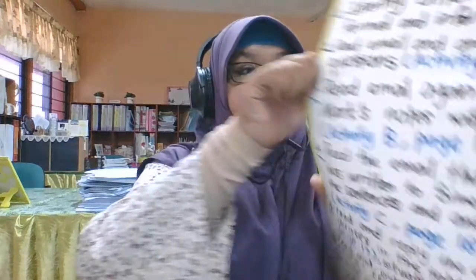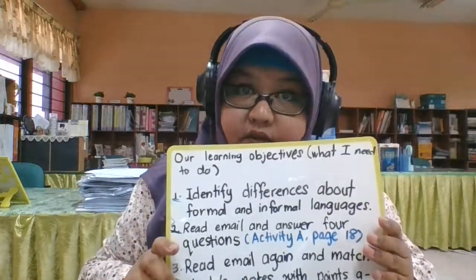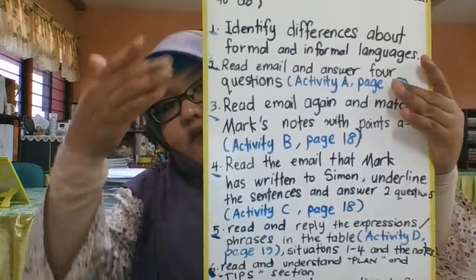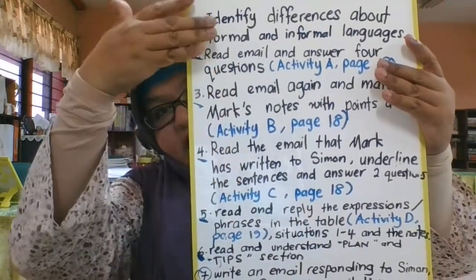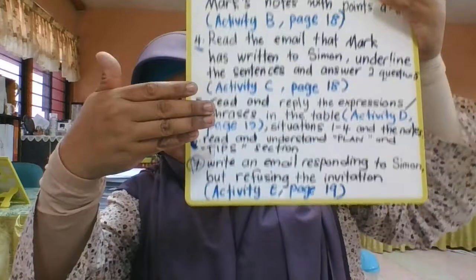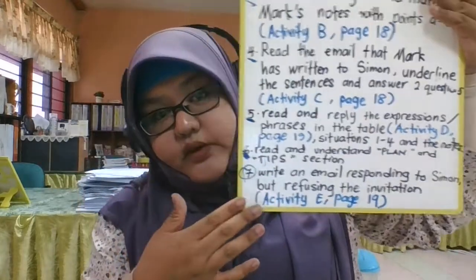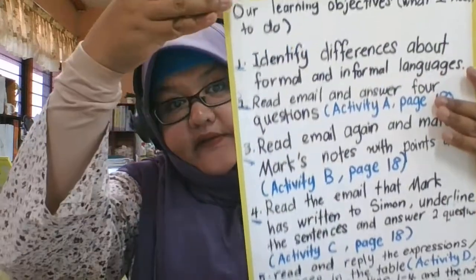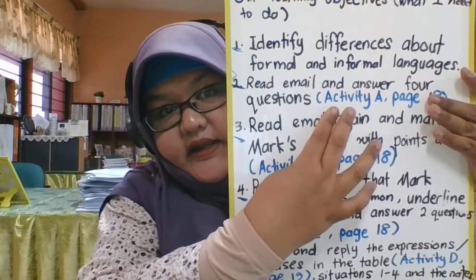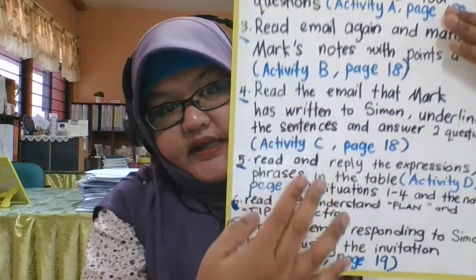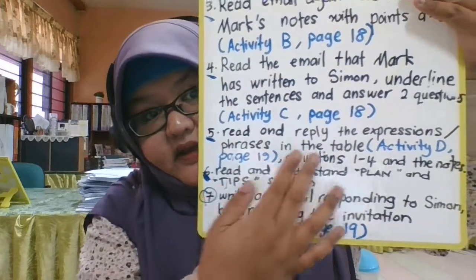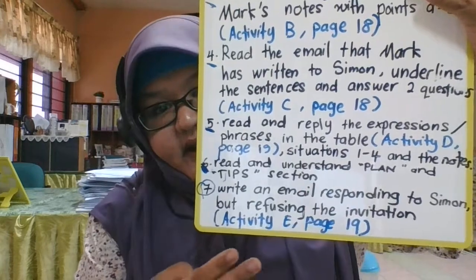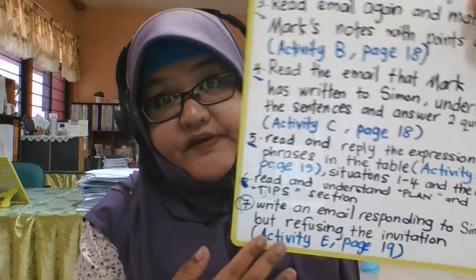And the skills that we learned today are writing and also reading. All of these activities are helping you to do your writing. So please complete activity A, activity B, activity C, D, and lastly, please do activity E. That's what I would like you to do for today.